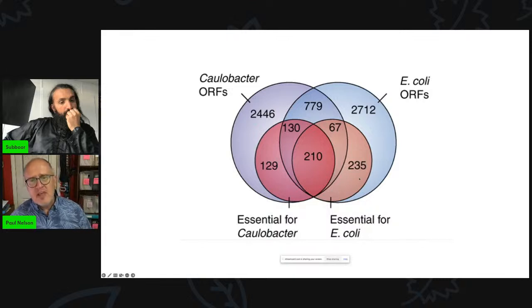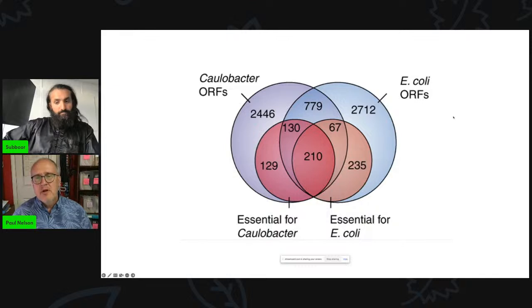Now, if you did this same experiment with another member of the proteobacteria, chances are you're going to see very much the same Venn diagram. A lot of hardware that's shared and some that's taxon specific. This is very significant.